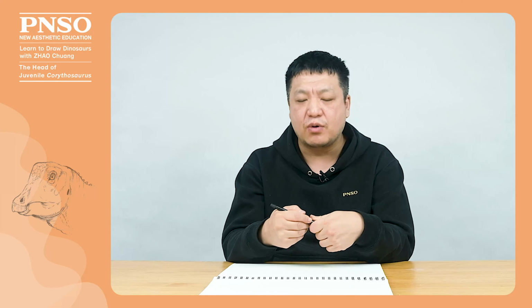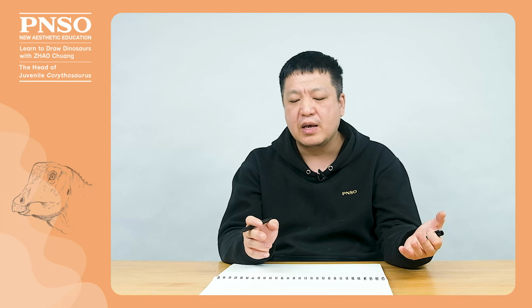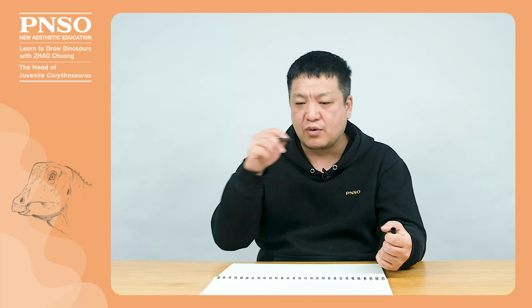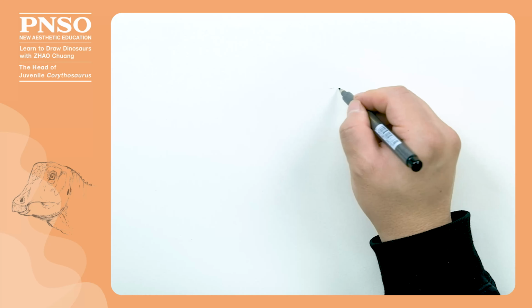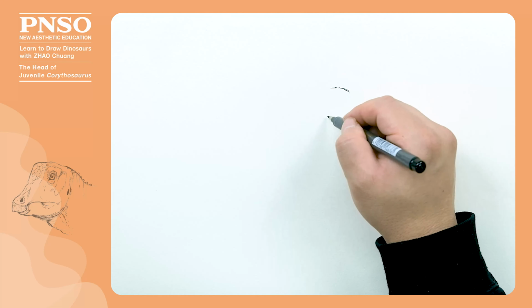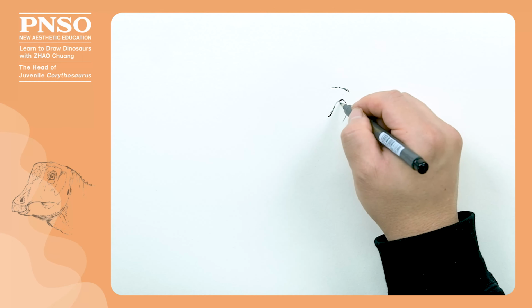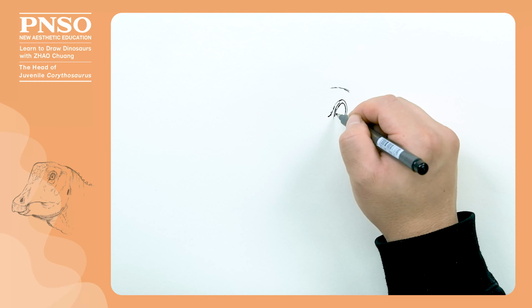In addition, we should pay attention to some structural and proportional differences between the heads of juvenile and adult individuals. Draft it right, and make its head as square as possible when composing the picture. Now, let's get started. We begin with its eyes. The eyes of the juvenile Corythosaurus appeared larger than those of adults.